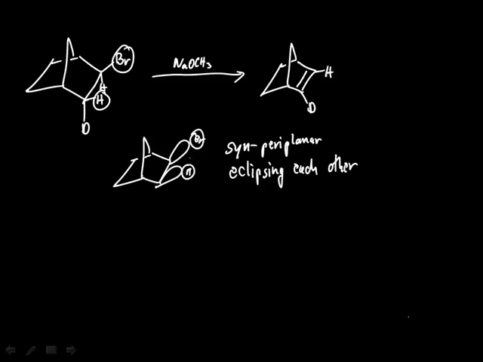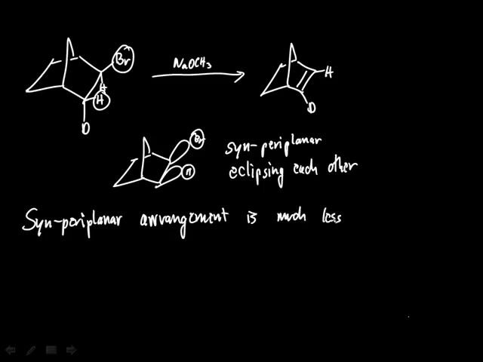And so these eclipsing interactions can now be used productively in our elimination reactions. However, the syn-periplanar arrangement is observed much less frequently than the anti.